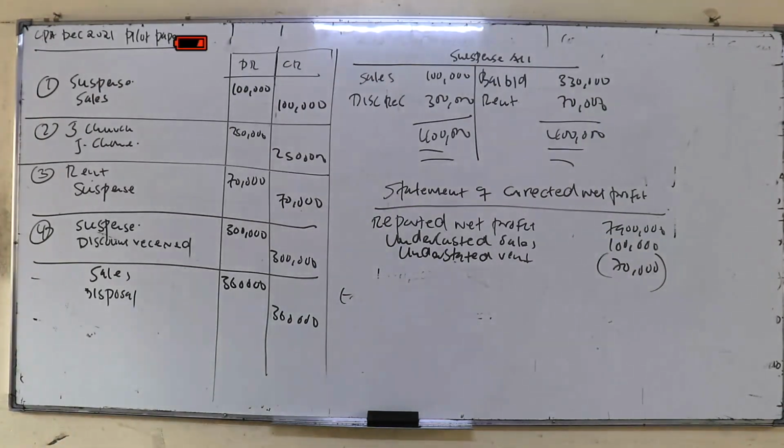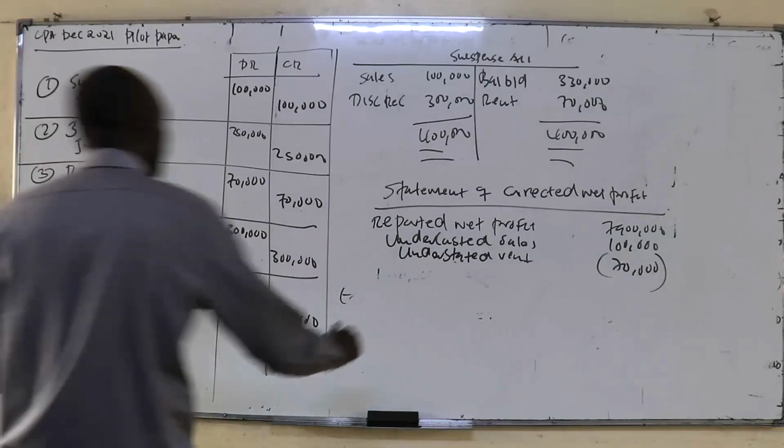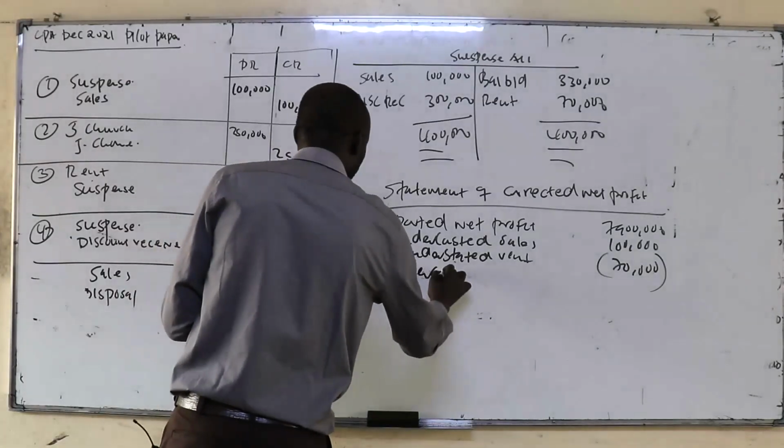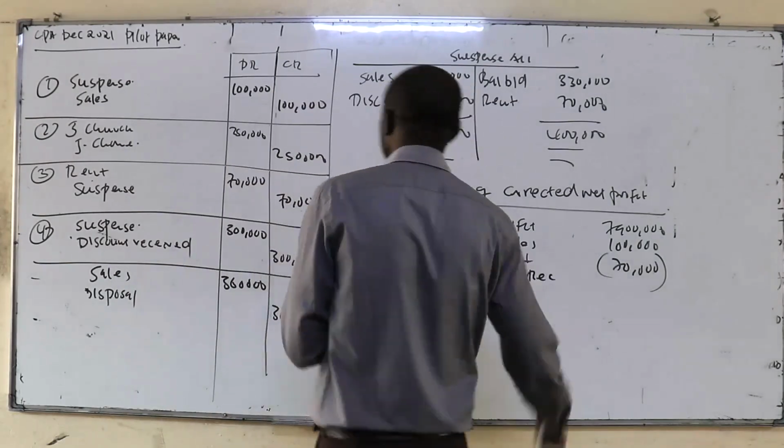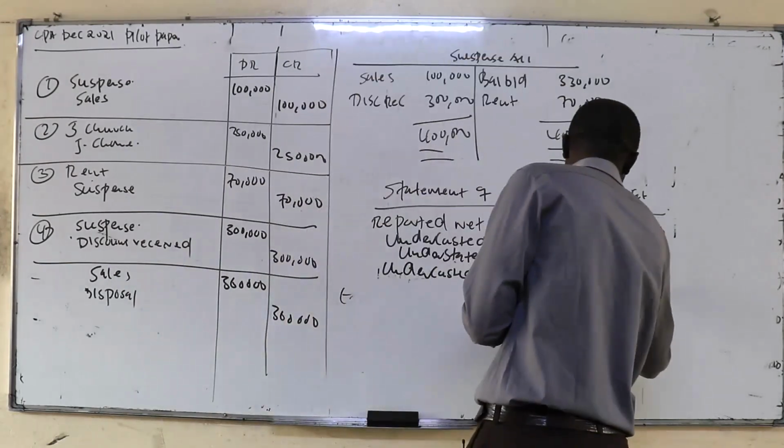Kwa salama. Tunakuja hapa discount received. Discount received ilifanywa nini? Ilikuwa undercast. Discount received ni nini? Income, si ndio? So unaongezea, si ndio? Undercasted discount received. How much is it? 300,000.